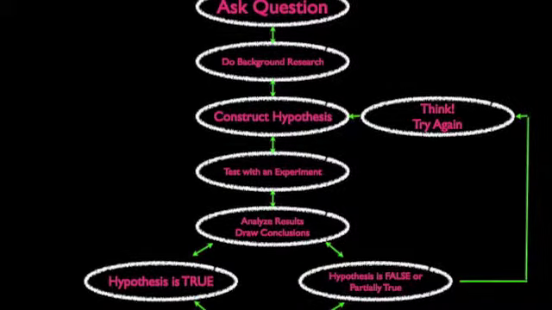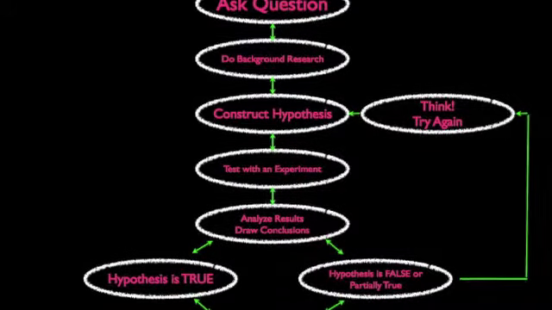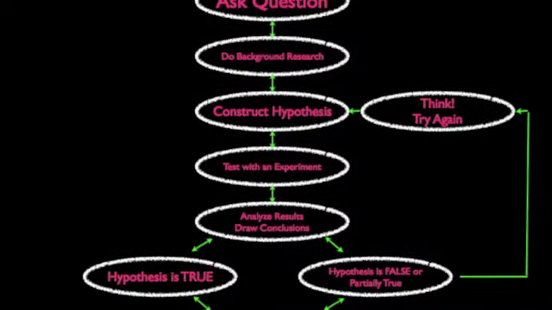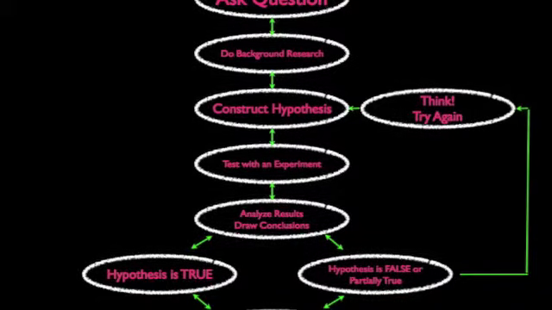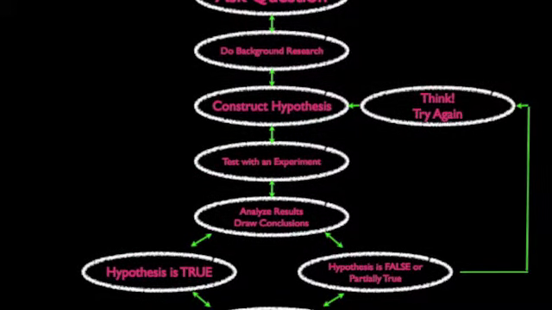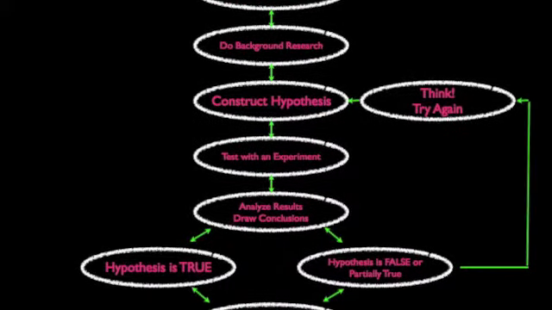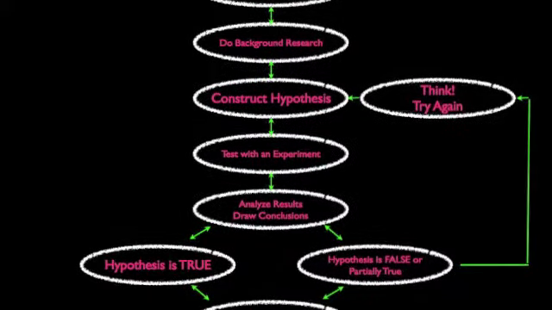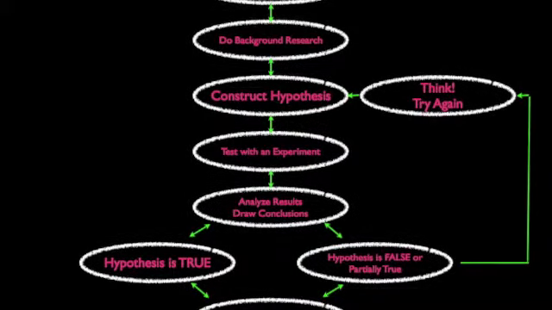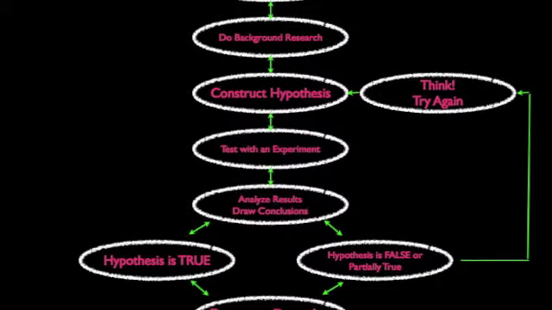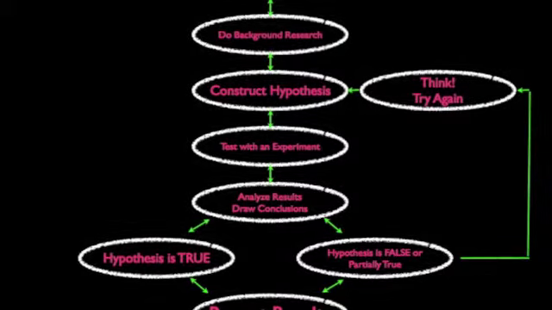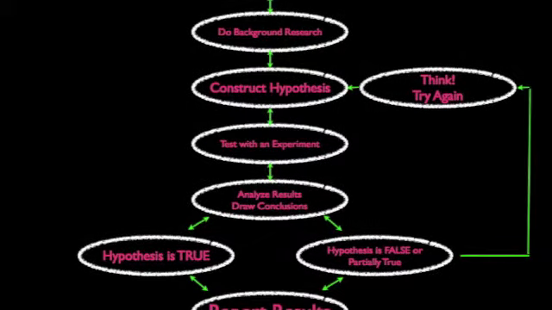Then you need to do background research. You need to be able to research and find out exactly what you're doing. If you're doing it on plants, you need to know about plants. If you're doing it on a human, you need to know about the human. Then you need to construct a hypothesis. The hypothesis could be anything that you think is going to happen. You need to be able to test that with an experiment.